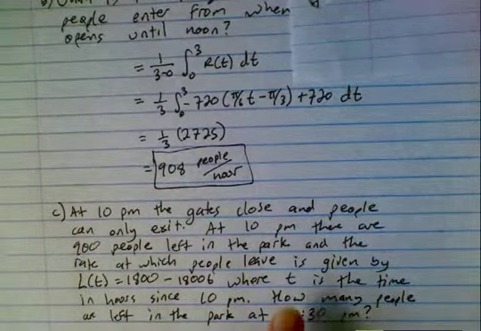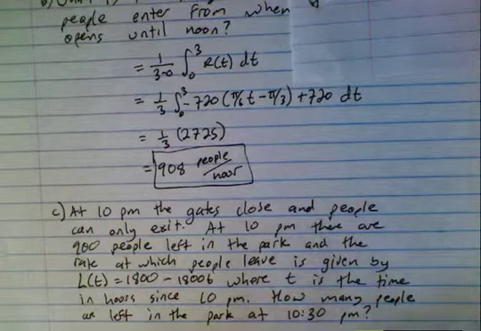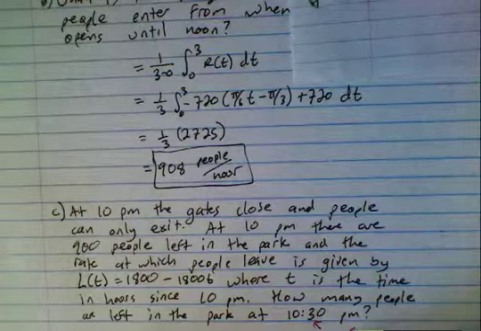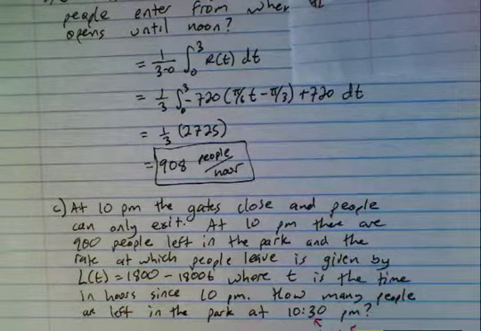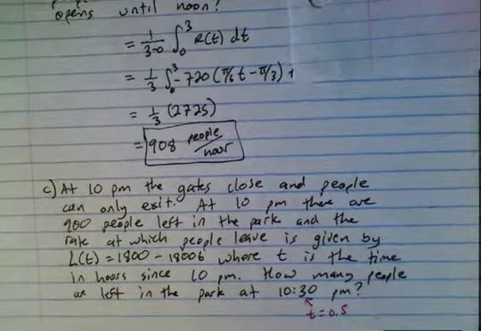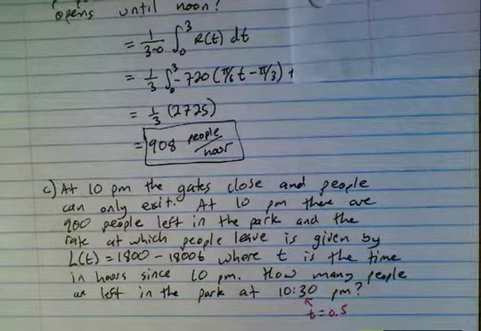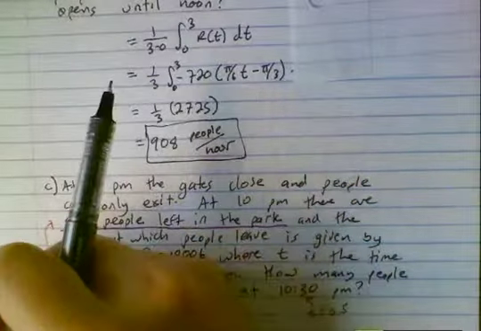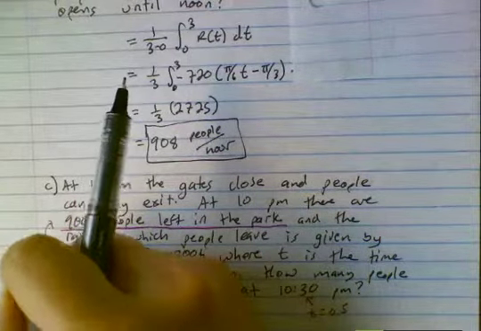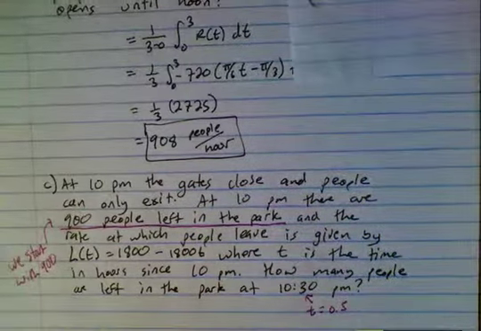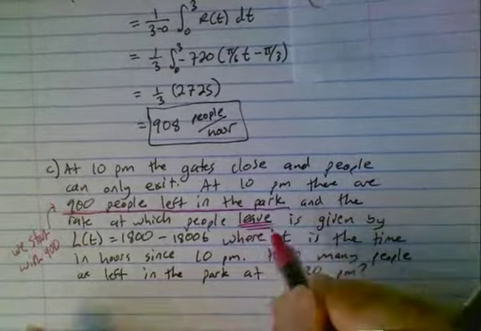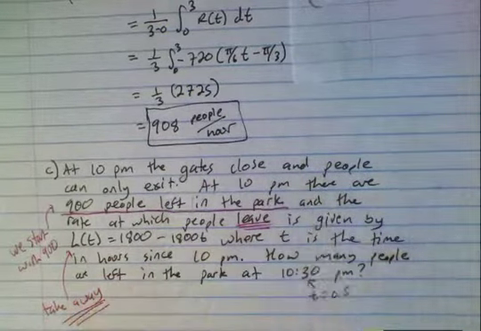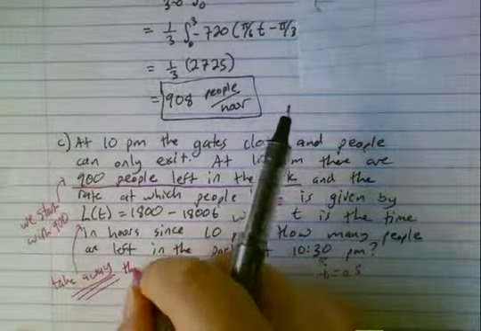Okay, so since T is the time in hours since 10 p.m., 30 minutes is half an hour, so that means that T equals 0.5 right here. The key thing to realize with this problem, and where it's different than the previous one, is that here we have 900 people left in the park, right there. So that means we start with 900, and then the rate at which people leave. We are taking away the accumulation.